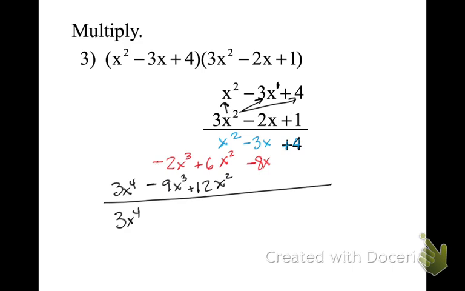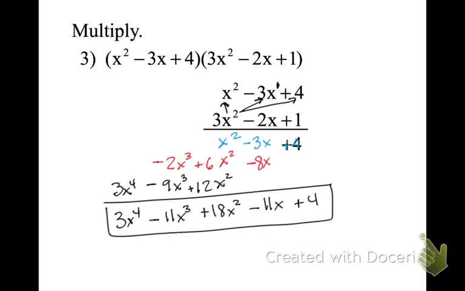When it's the same sign, we add: minus 11x to the third. Same sign we add, plus 18x squared. And this is negative 11x plus 4. Got it? And there's no combining those terms. Notice it's in standard form. Standard form is from highest exponent to lowest exponent. And that's how you should always give it, regardless.